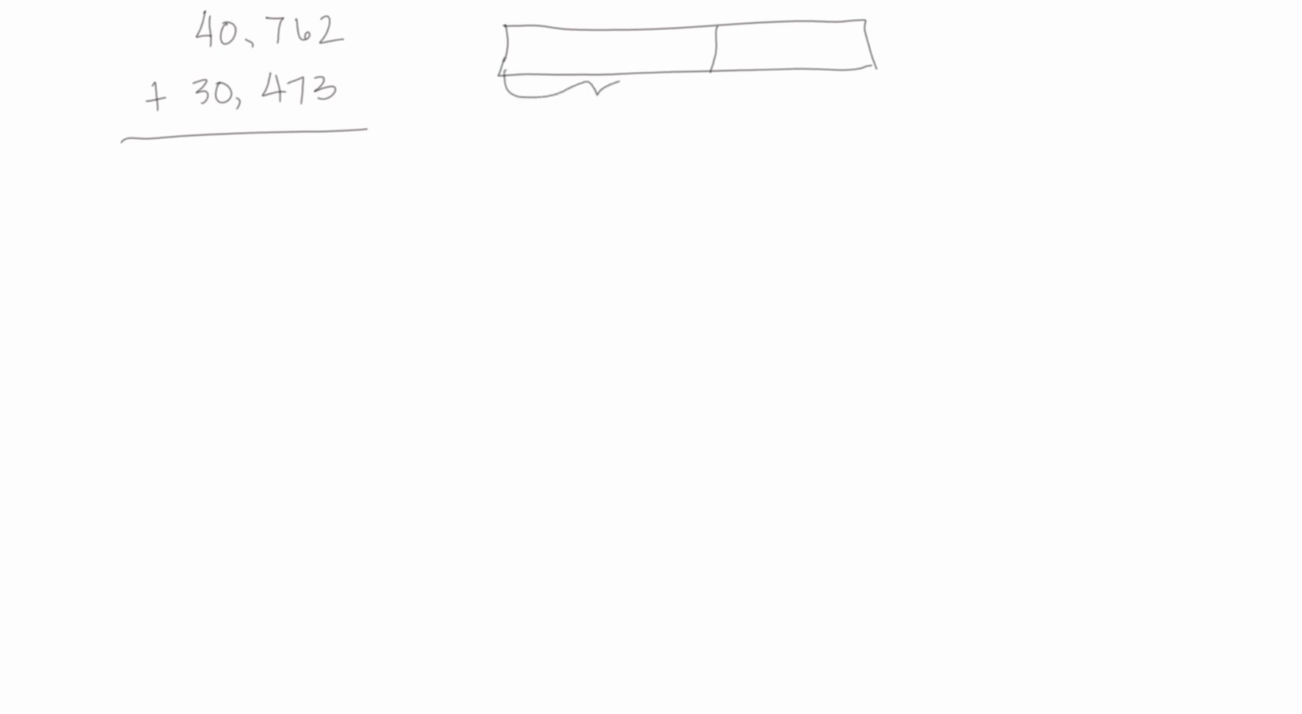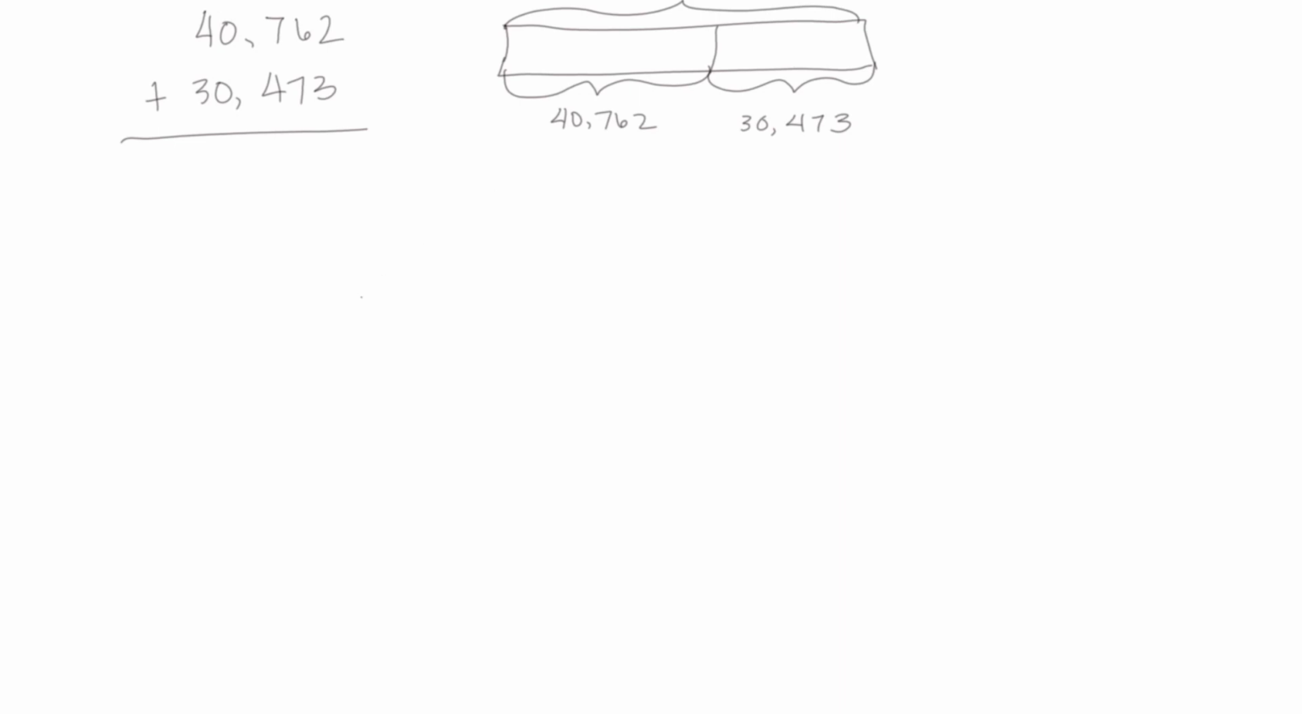This time I'm going to write the problem vertically. 40,762 plus 30,473. And I'm going to show this in a tape diagram. Again, I have 2 parts, and I'm looking for the whole. So I'm going to show my first part and my second part. And my unknown is the whole total.